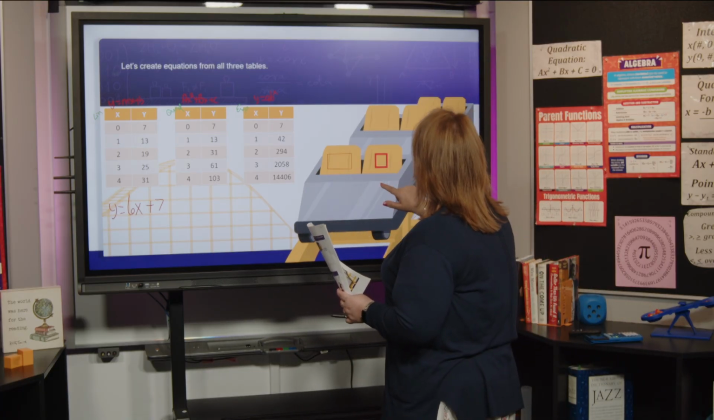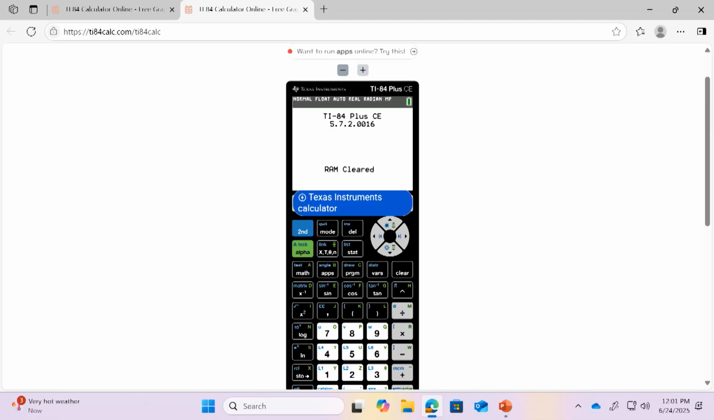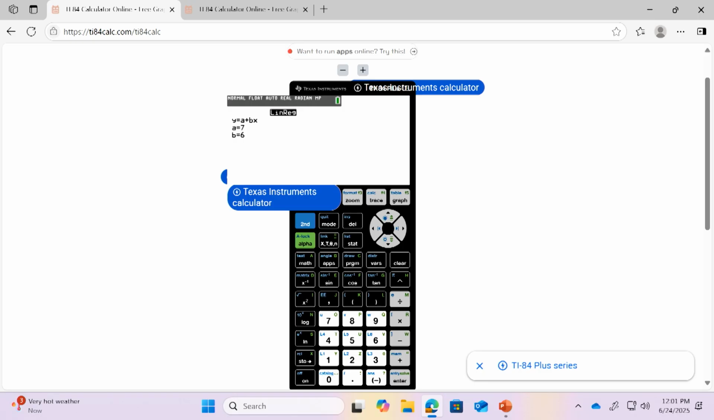All right, so I'm going to do second quit. I am going to go back to my Stat button, and I'm going to put another table in. So I'm going to go to number 1. Now, Ms. Killen, I have something in my columns. I need them to go away. So you're going to scroll up to where you have L1 and L2 highlighted. You're going to press Clear and Enter. We're going to do that for both my lists. Clear, Enter. So now let's put our new table in.